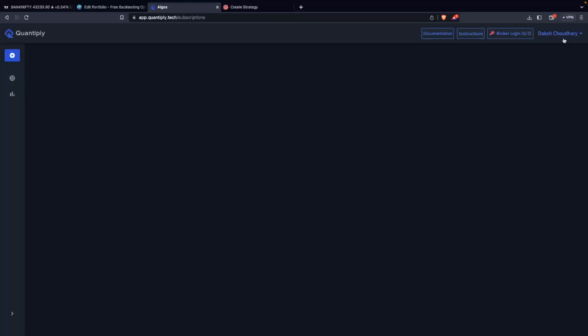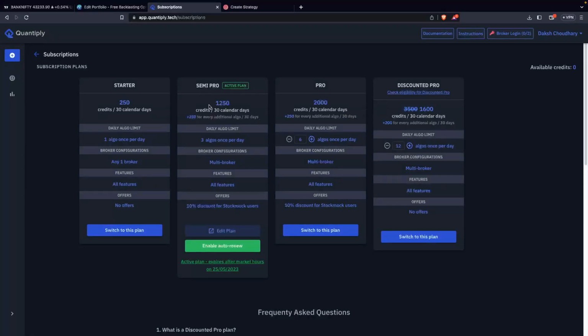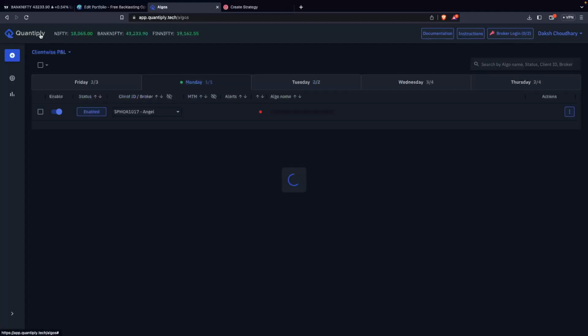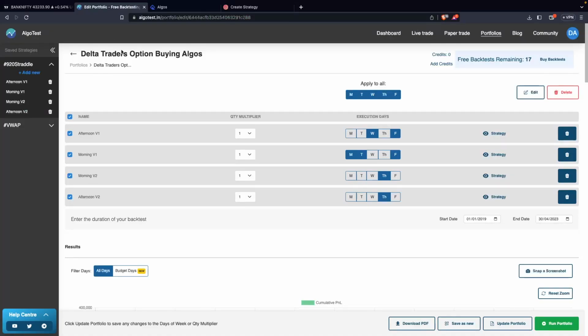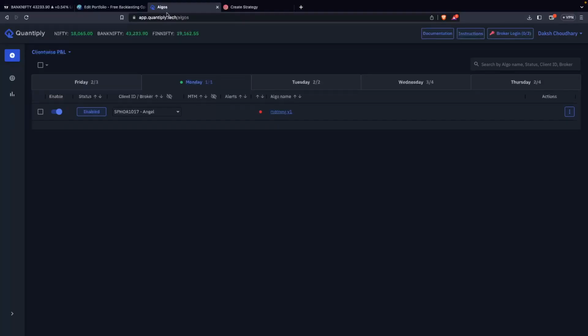If you go to the subscription section, you can see it here. This costs 1,250 rupees for 3 algos per day. You can use 3 algo strategies in a single day. Now you need to create the algo strategies again. The AlgoTest platform is only to backtest your strategies, to see how they work and what the previous backtest results are. But you need an execution platform from where you can punch those orders directly to your broker account. For that you need to get Quantiply.